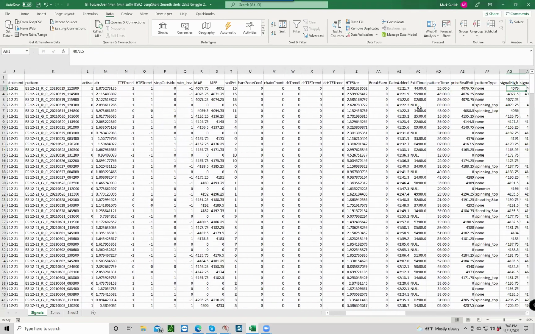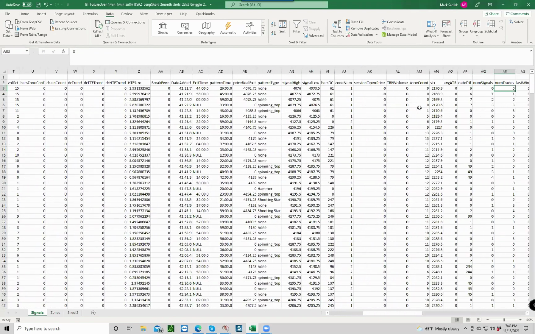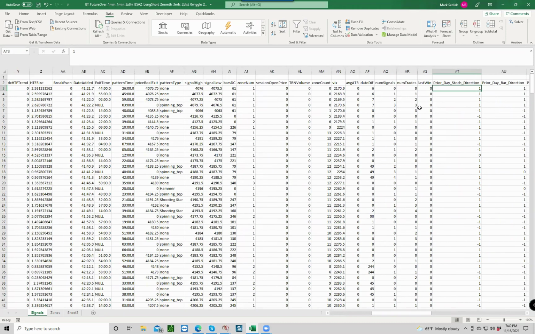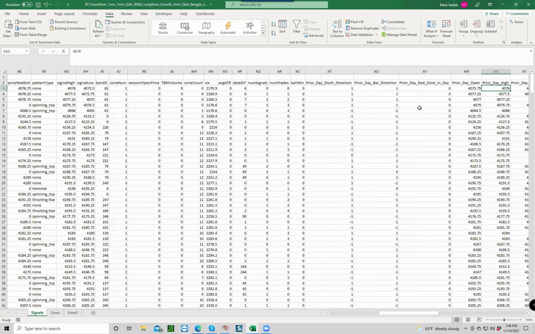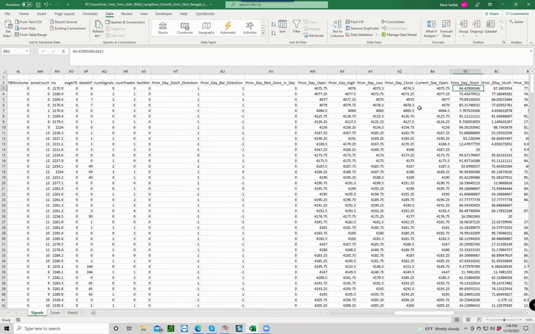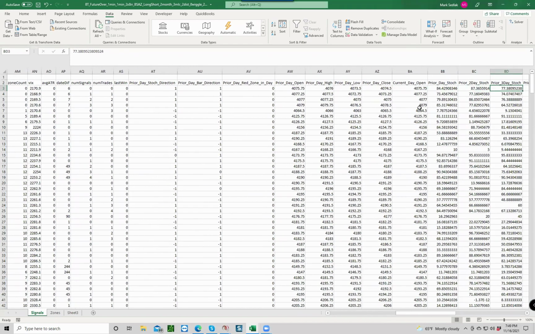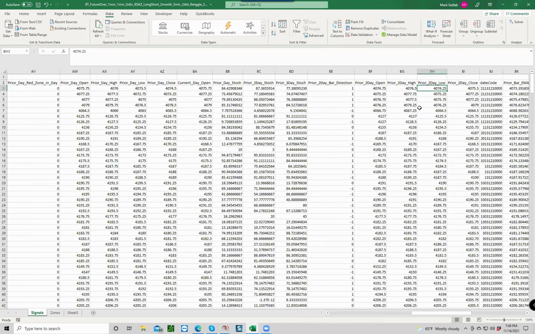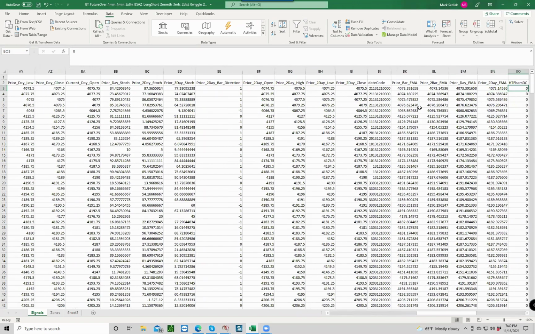Anyway, I've got all kinds of stuff. VIX, date diff is how old the zone is. Number of trades, how many trades I've had out of the zone. I look at the open, high, low, close, prior day, prior 2 days. I look at the stochastic. I look at the moving averages.